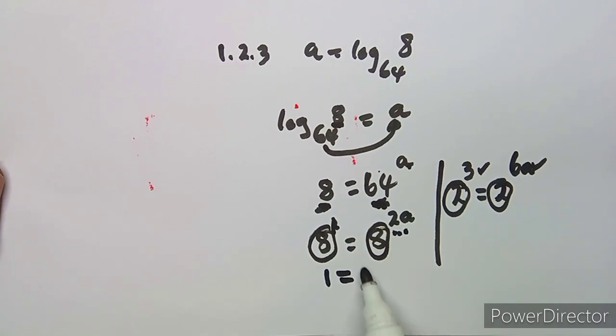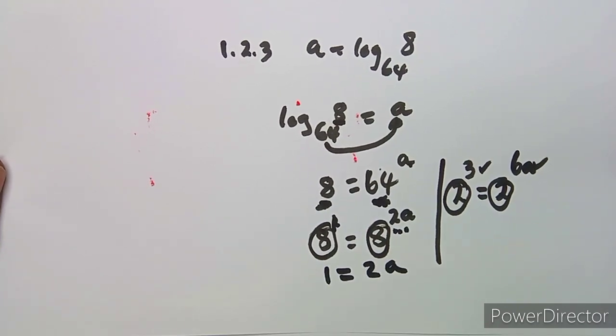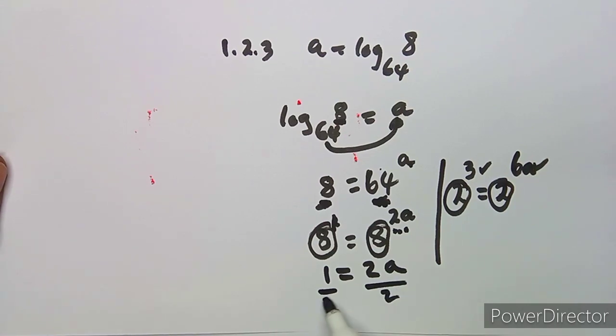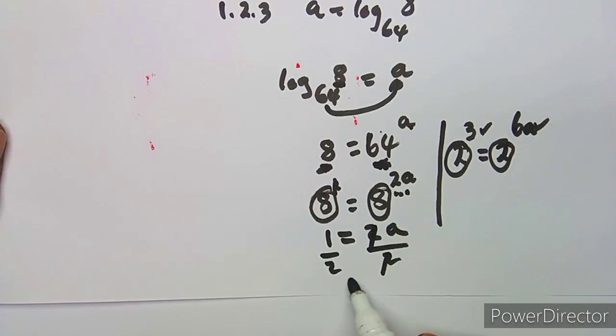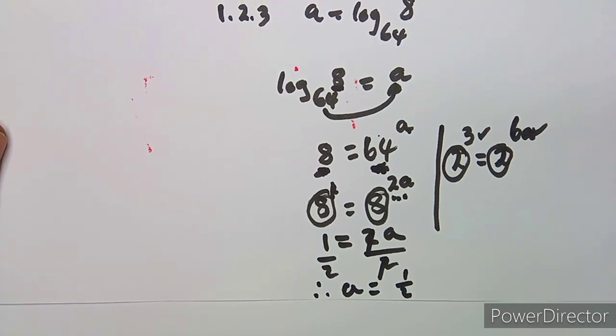So 1 is equal to 2A. So therefore, divide by 2 both sides to find the value of A. So therefore, A is equal to 1 over 2.